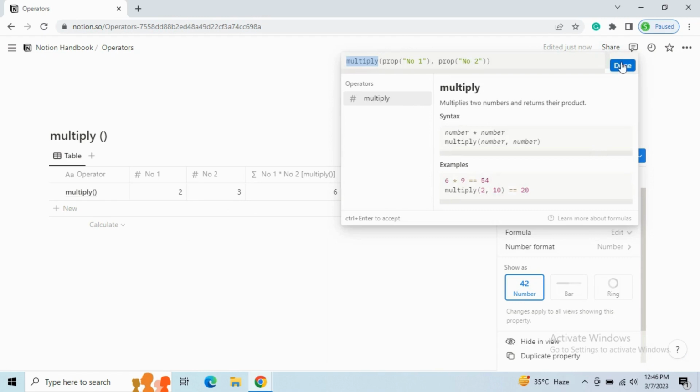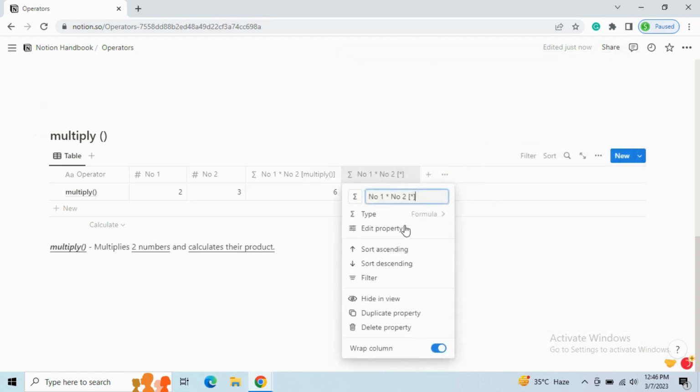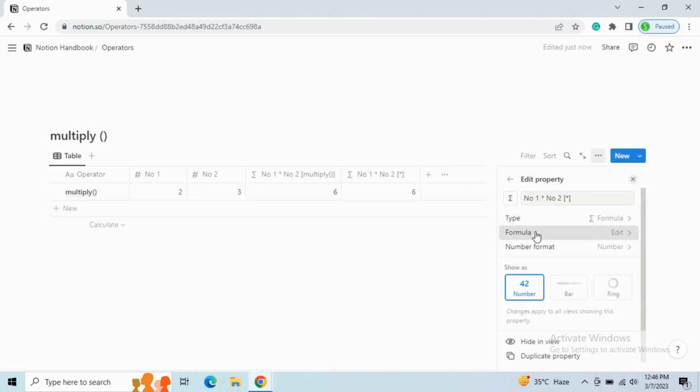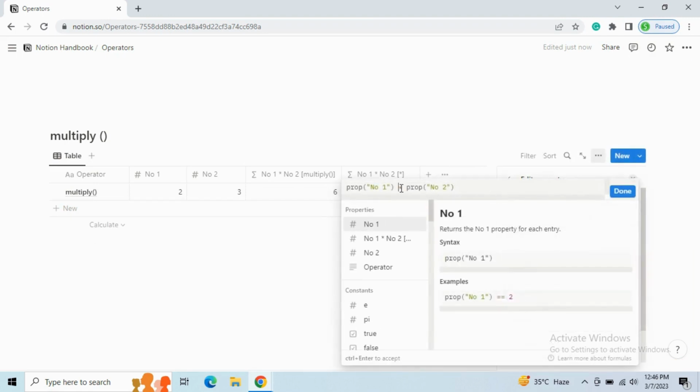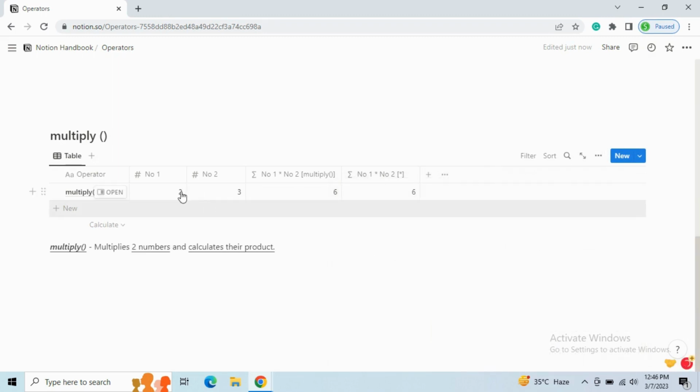So here we have provided 2 and 3 as numbers to get the product as 6 using the multiply operator formula. Finally, we have another formula that simply multiplies the two numbers using the multiply symbol placed in between both. This is how we can calculate the product of two numbers with the help of these two formulas.